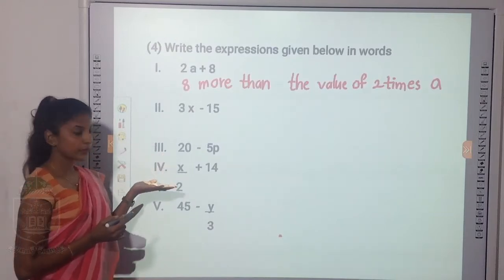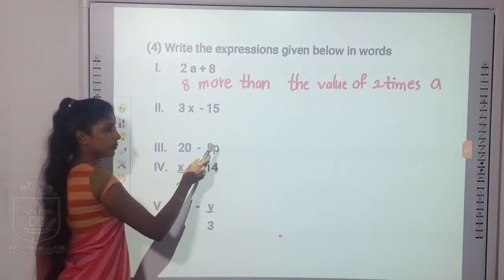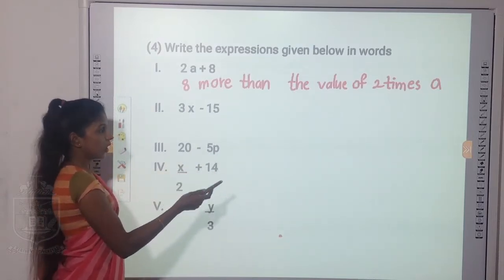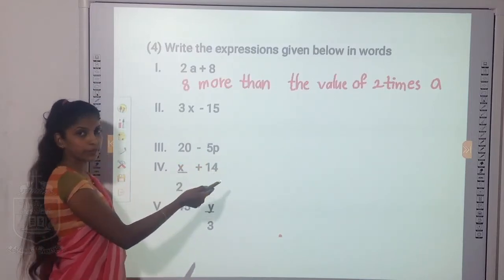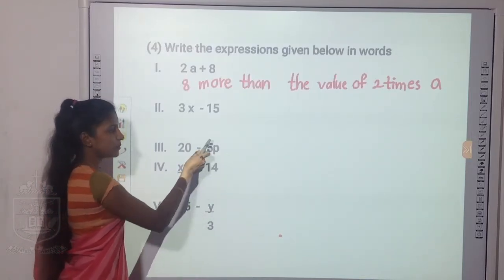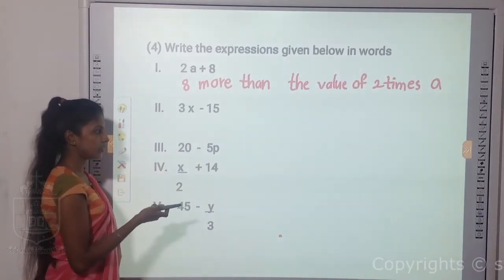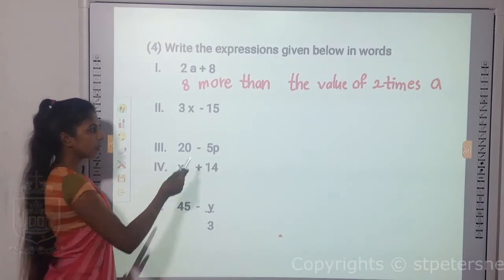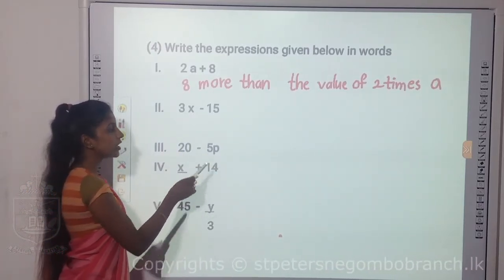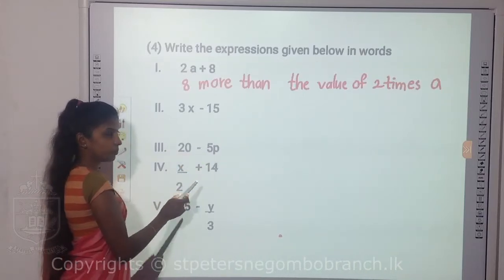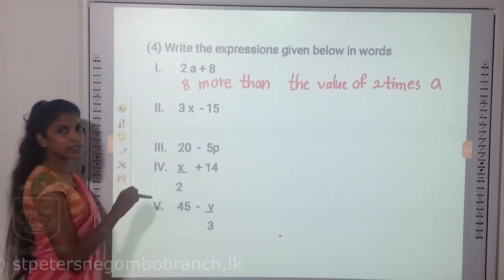And look at the third one. Third one can be expressed like this; here the number is at first. 5p is subtracted. So how can you write? First of all, you have to write this term, 5 times p. The value of 5 times p less than 20. Okay, or you can use the word subtract as well. 5p subtracted from 20 can also be written, or else you can write the value of 5 times p less than 20.